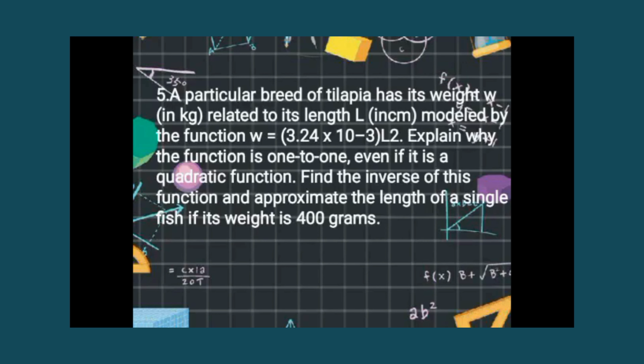Number 5. A particular breed of tilapia has its weight w in kilograms related to its length L in centimeters, modeled by the function w equals (3.24 times 10 to the power of -3) L squared. Explain why the function is one-to-one.